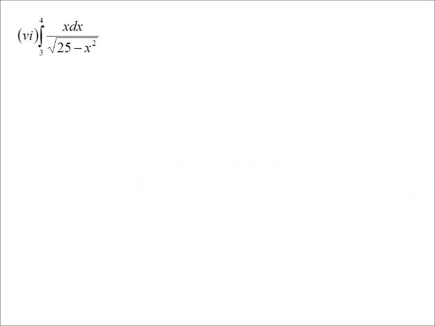Okay, x dx on the square root of 25 minus x squared. Okay, I'm going to make 25 minus x squared my new function over there. So du becomes minus 2x dx, which is nice because on the top I've got x dx. I'm going to have to change my limits. So when x equals 3, u is 16, x equals 4, u is 9.